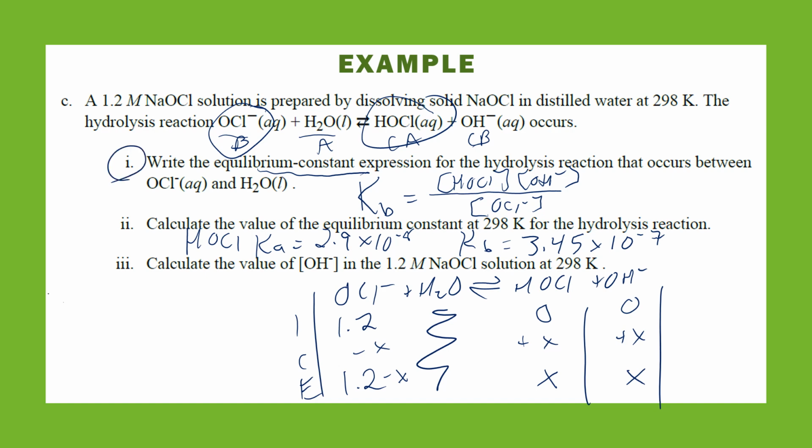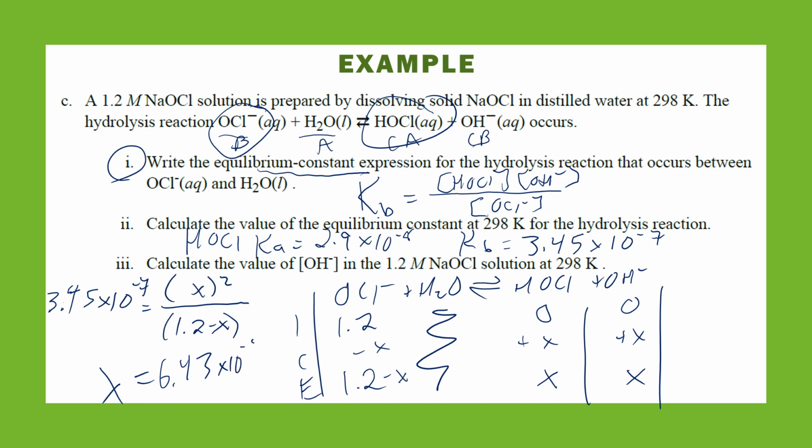So the Kb I found was 3.45 times 10 to the negative 7th. This will be X squared on the top and a 1.2 minus X on the bottom. If you solve for X, you get 6.43 times 10 to the negative 4th, and that's equal to X, which is equal to our hydroxide ion concentration. So there's my final answer there.